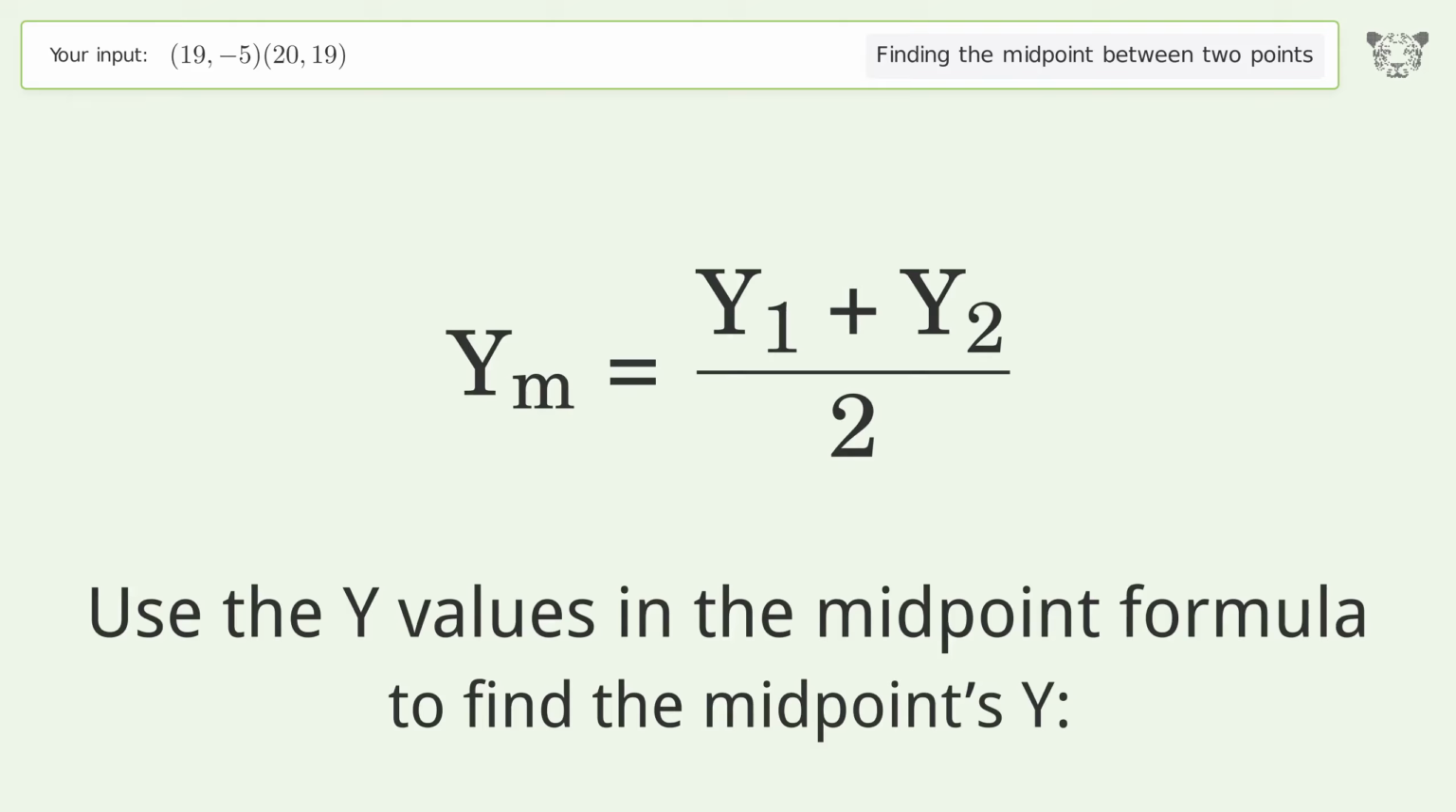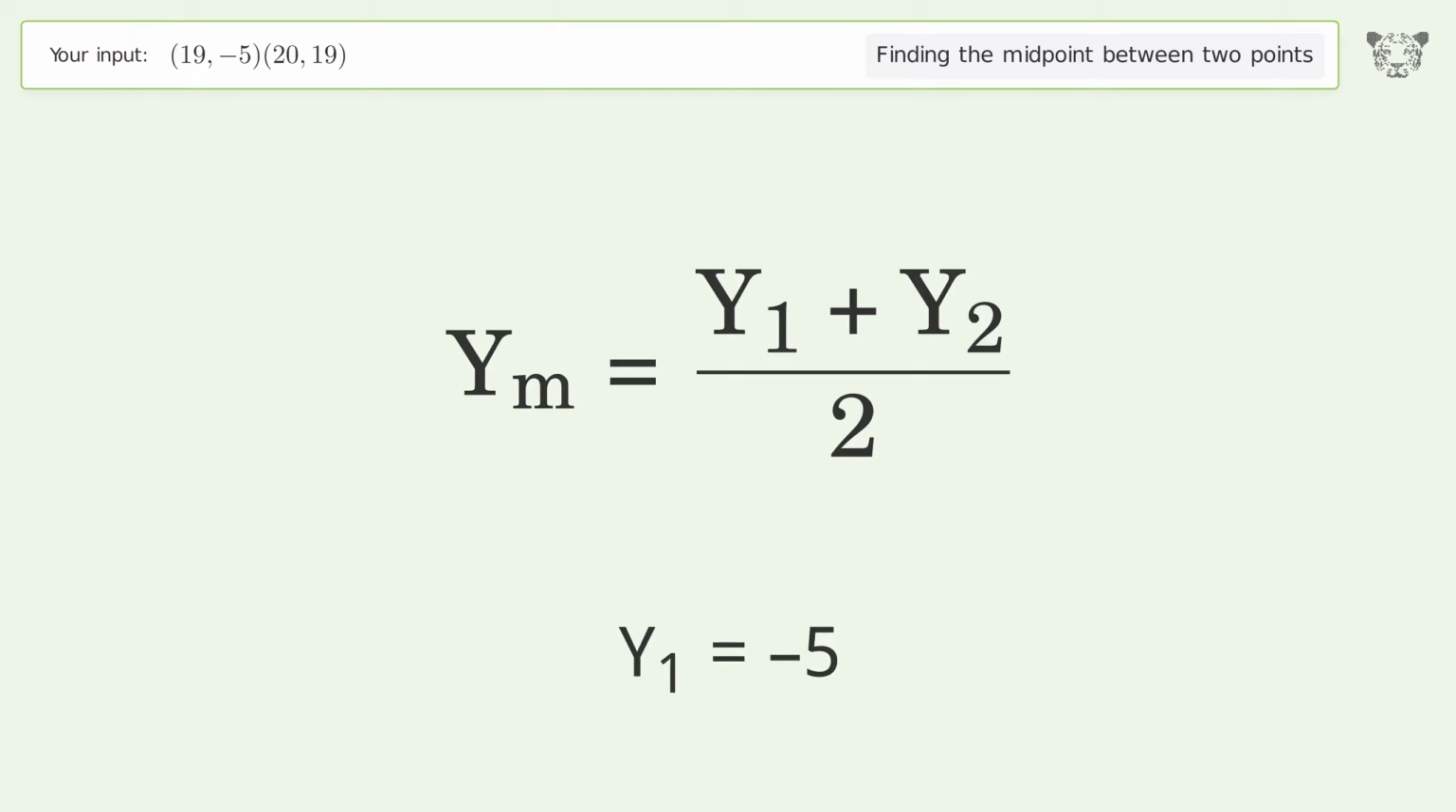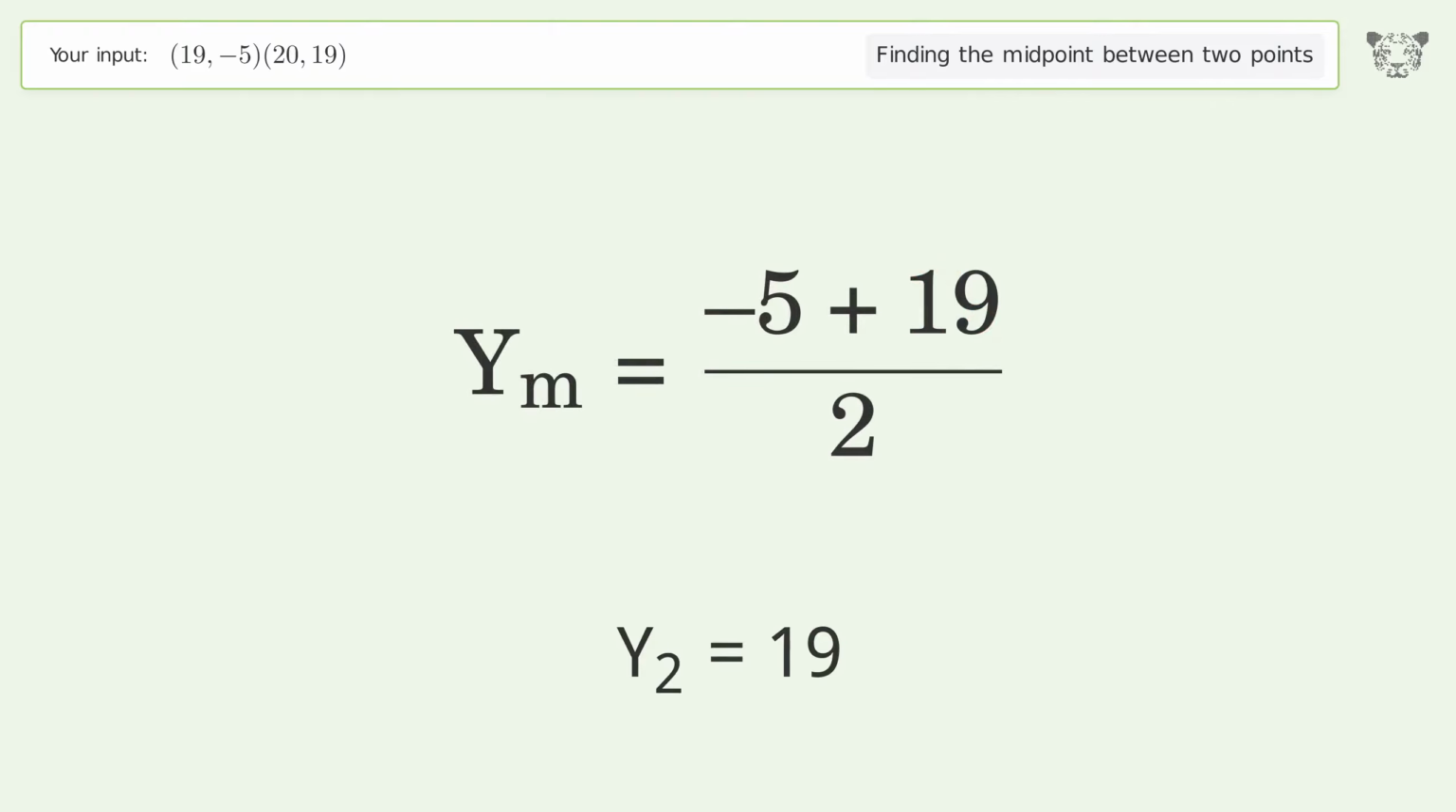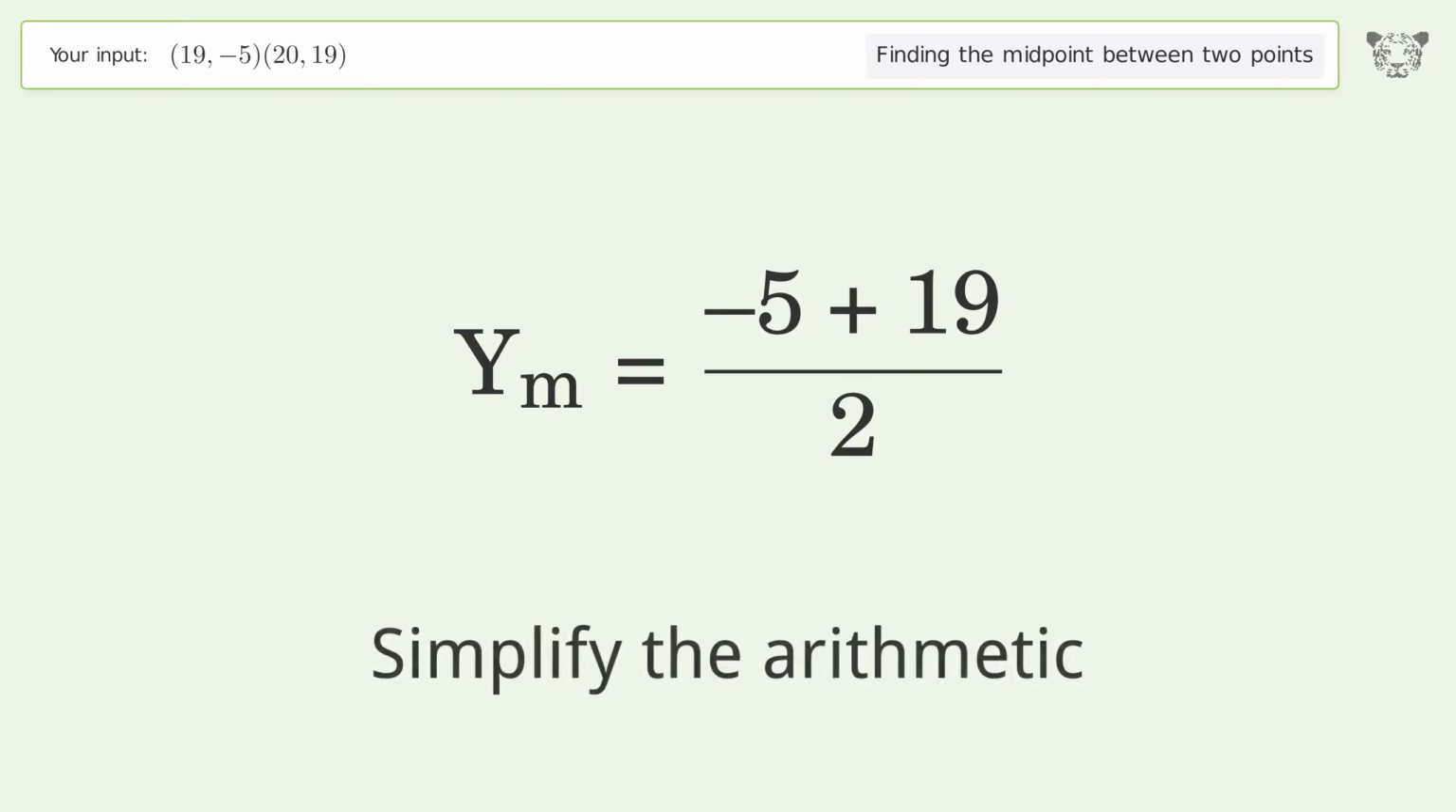Use the y values in the midpoint formula to find the midpoint's y. y1 equals -5. y2 equals 19. Simplify the arithmetic.